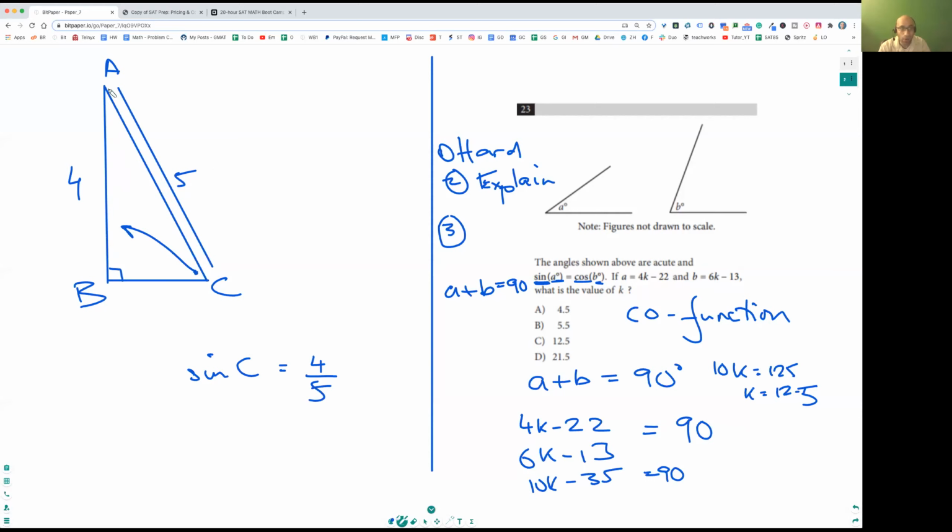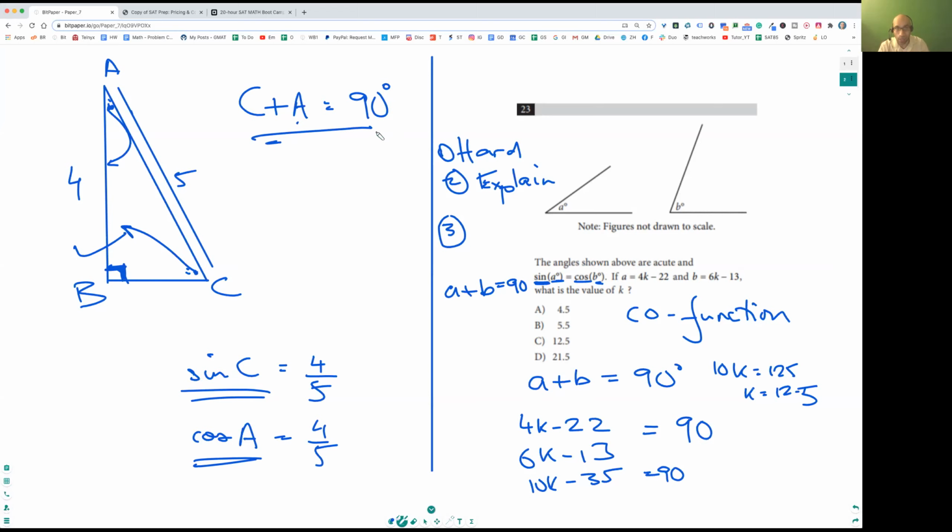Now, find out the cosine of A. The cosine of A is adjacent over hypotenuse. So in this case, it's this side again. It's 4 over 5. So that's why sine of C and cosine of A are equal. And note that C and A, because this is a 90-degree angle, C plus A should also be 90. Because all of them together, C plus A plus this 90 should be 180. So that's why this and this should be 90.